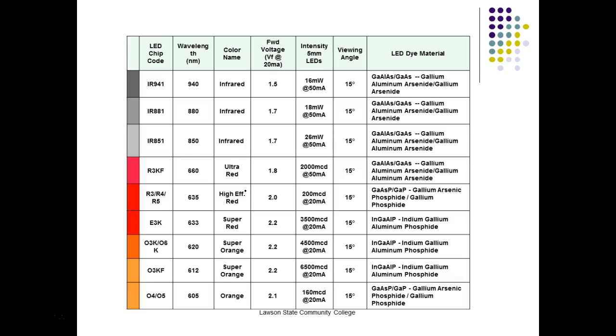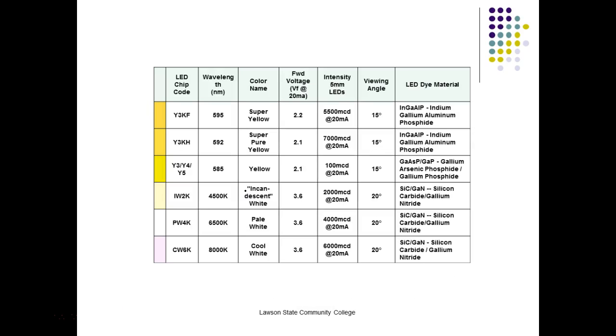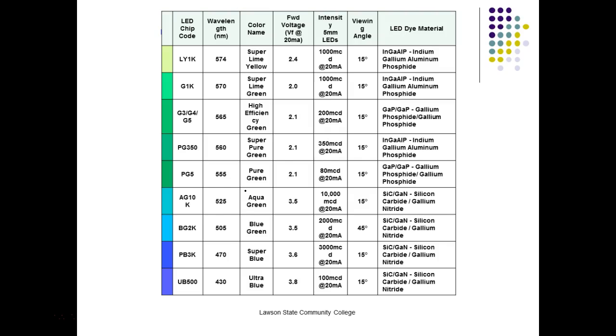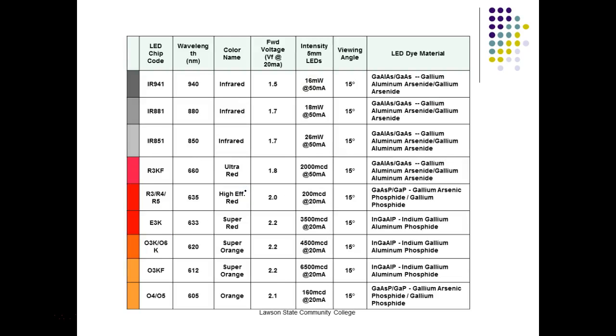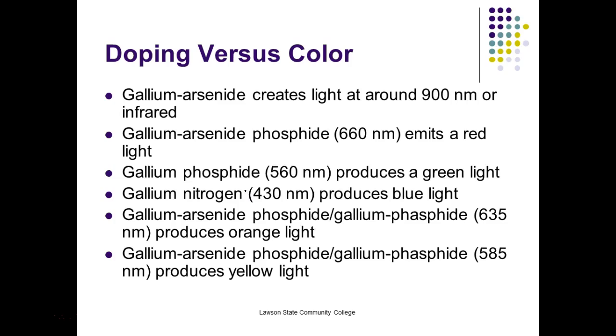And eventually, guys, even automobiles are going to go to their main lights are going to be what? LEDs. We're moving that way. Guaranteed. So this goes all the way to cool white, and super lime yellow, super lime green, high efficiency green, super pure green. We can get just about any light color now inside the visible light spectrum.